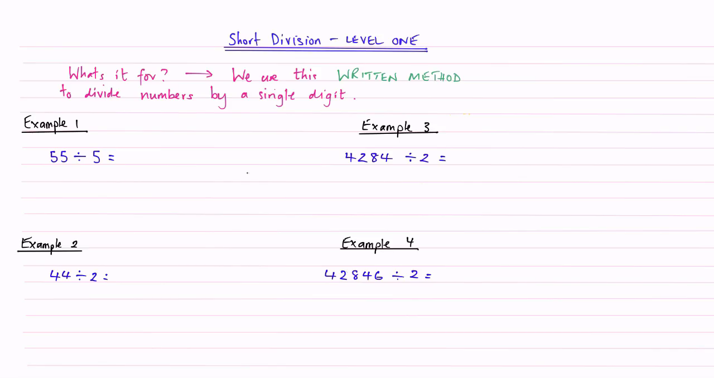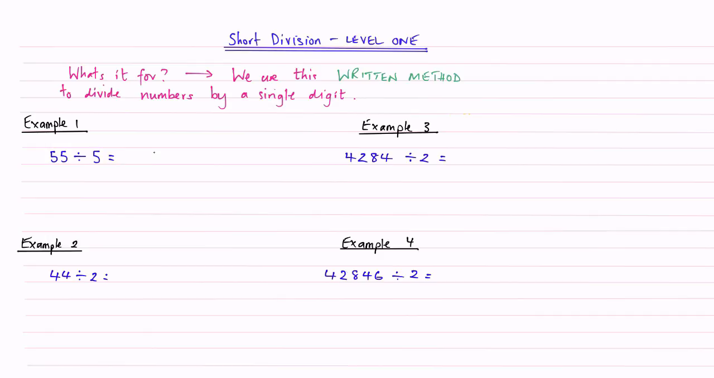So here are 4 examples, so let's have a look how we approach a short division question. The first example, we've got 55 divided by 5. We can think of this in 2 ways. We can think of it as 55 shared amongst 5 things, or we can use this to calculate how many 5s actually fit into 55. Now I've chosen easy numbers on purpose because this is level 1 short division, so this is meant to be an introduction to the written method.